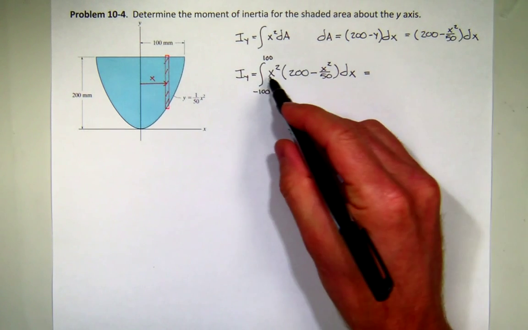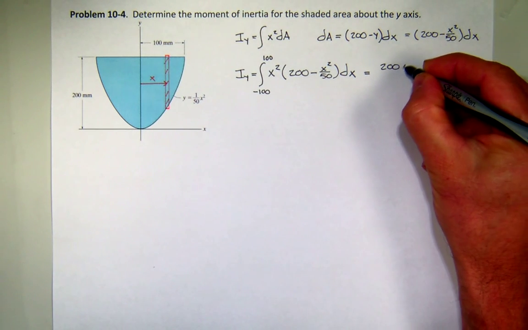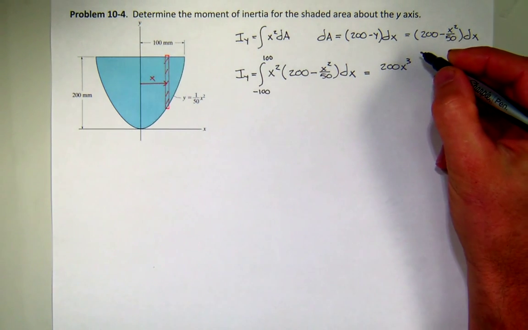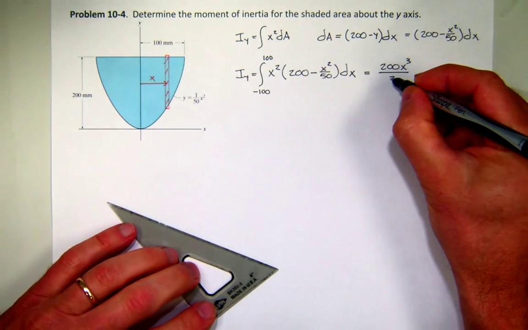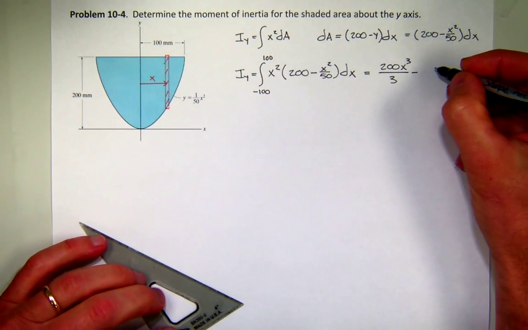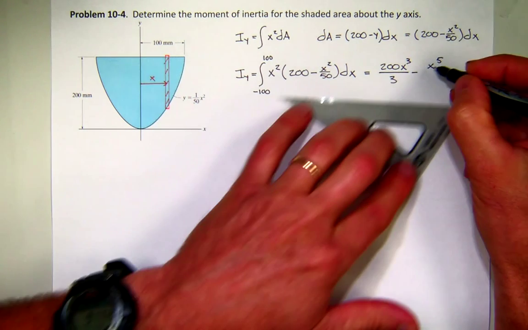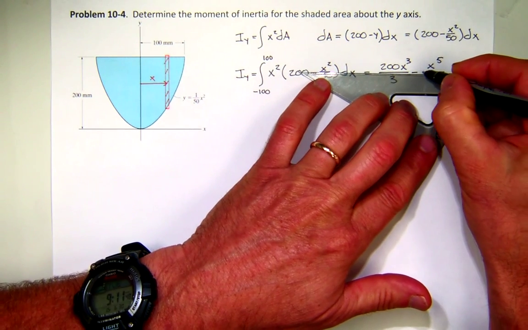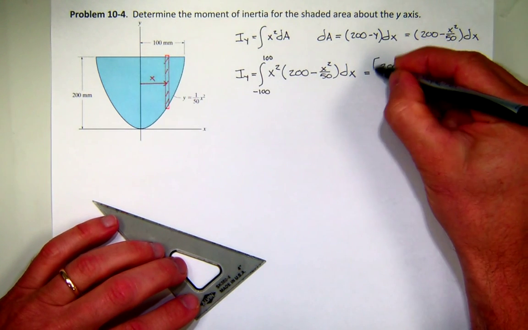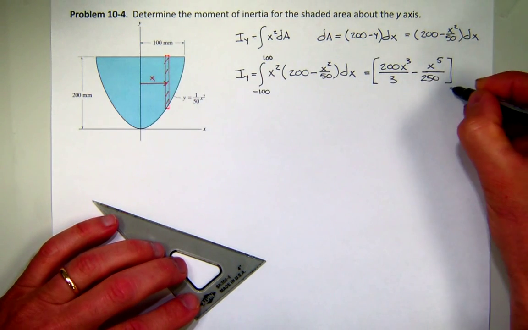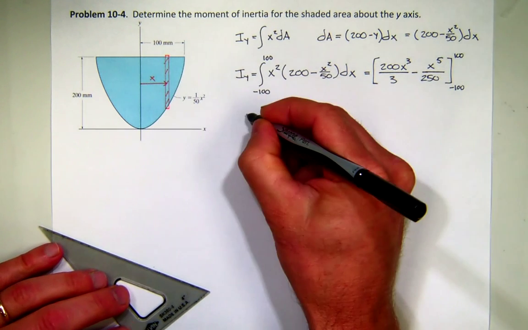So what does that turn out to be? The first one is 200x, so that would be 200x cubed over 3 minus x to the 5th, divided by 5, already got, so that's 250. And you just need to evaluate that from minus 100 to 100.